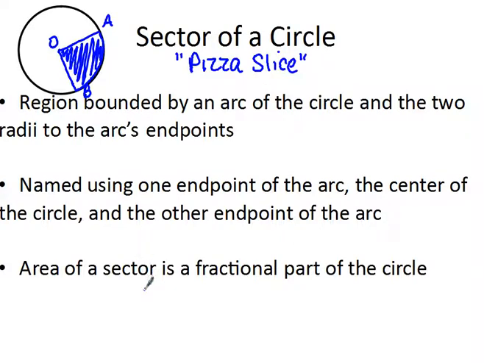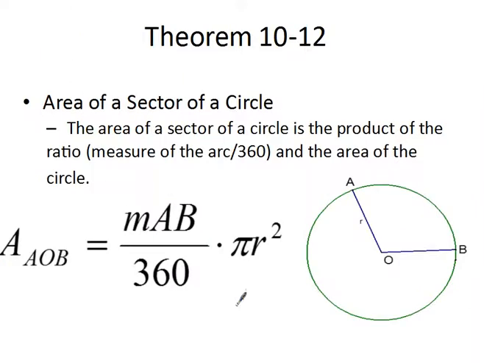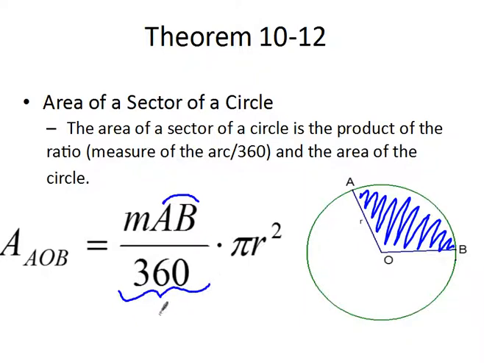And the area of the sector is a fractional part of the circle. We have a formula for this. Okay, so for the area of a sector of a circle, for the area of this slice of pizza, you take the measure of the arc, just like before, over 360. So this would be the fraction of the circle, times the area of the circle, because you're taking some fraction of the entire area of the circle. Okay, so use this formula just like you did for the arc length.